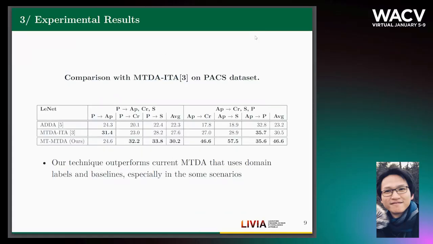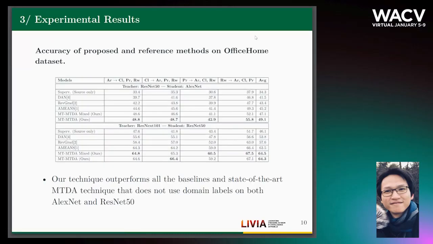For the comparison with MTDA ETA on the PACS dataset, our technique performs generally better most of the time than the state-of-the-art and the baseline. The same conclusion can be drawn here on the Office-Home dataset, where we compare with AMEAN, an MTDA technique that does not use domain labels, and we perform better on both AlexNet and ResNet-50.